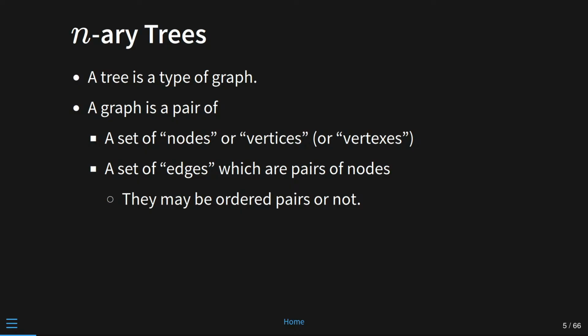This is just a little bit of a blast from the past on the graph theory discussion. A tree is a type of graph. A graph is an ordered pair of nodes or vertices and edges. The edges may or may not be ordered. We kind of don't care.